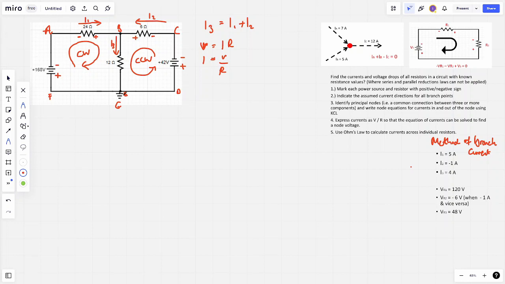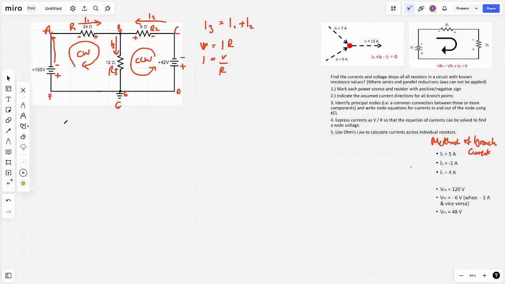A, B, E, F, A. As the current starts at the power source, which is the battery, it's going to go up to point A and right across to resistor 1, which is the 24 ohms. So let's call that resistor 1. We can say that's resistor 2, the 6 ohm, and that's going to be resistor 3.